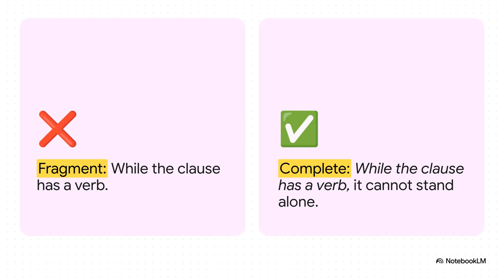While the clause has a verb. Again, it's got the parts, right? But that signal word while instantly makes it dependent. It needs help. So we just attach it to its independent buddy. It cannot stand alone. And now you get, while the clause has a verb, it cannot stand alone. See? We just built a complete, pretty sophisticated thought. That's the buddy system in action.